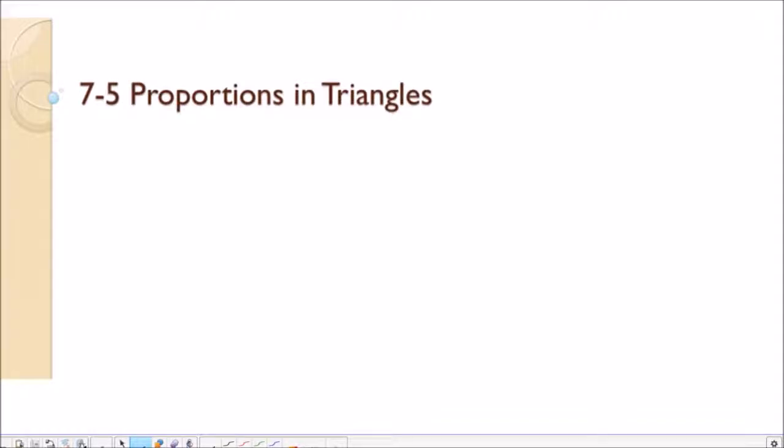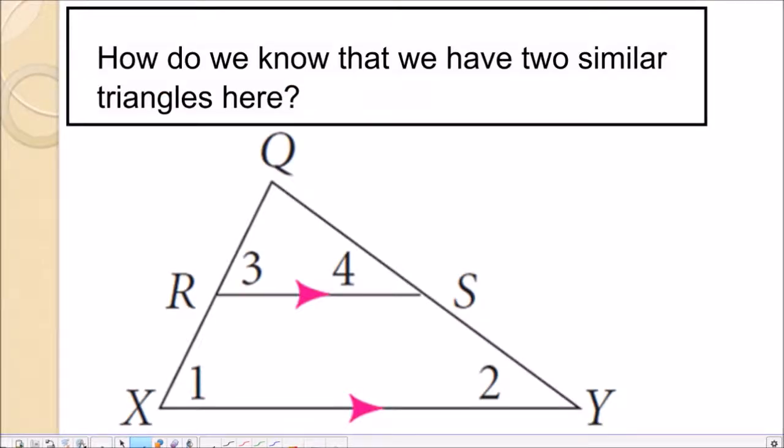Hey there everyone, it's your math teacher Mr. Boyden back at it again today, and we're continuing with our discussion of similarity, in particular with triangles and different ways of applying proportions to triangles. Let's get to it. Today, let's start with a question rather than an answer, and here it is.